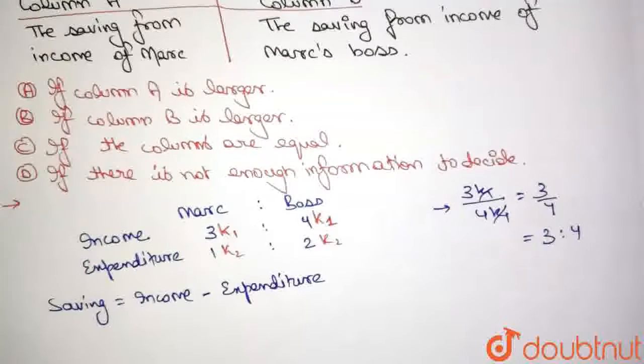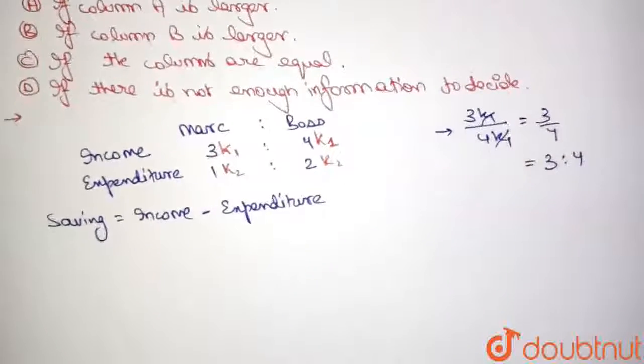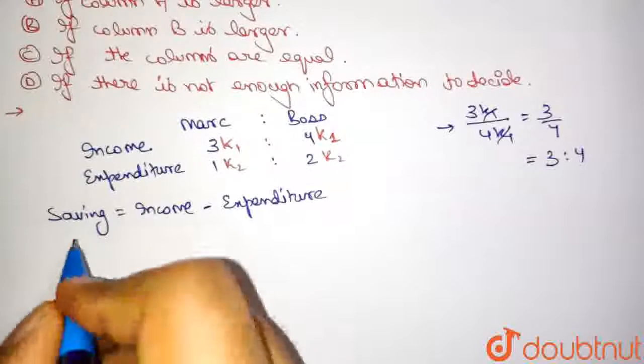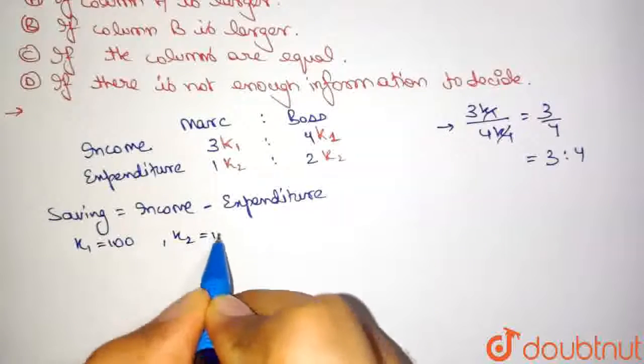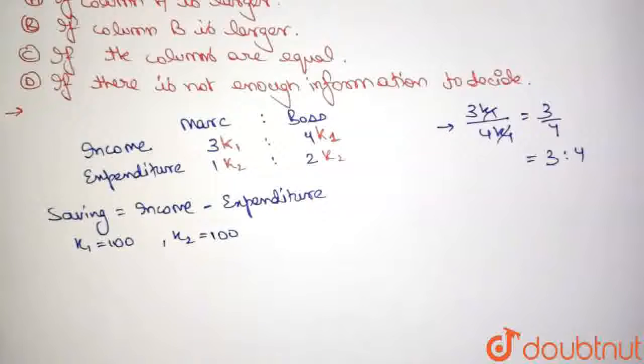So now let us talk about two different cases. First we are going to talk about simple values. Let us assume k1 is equal to 100. Similarly k2 is equal to 100. So k1 and k2 both are 100. We are assuming it since no values of k1 and k2 are given to us.